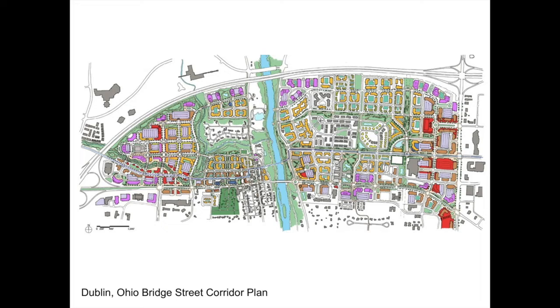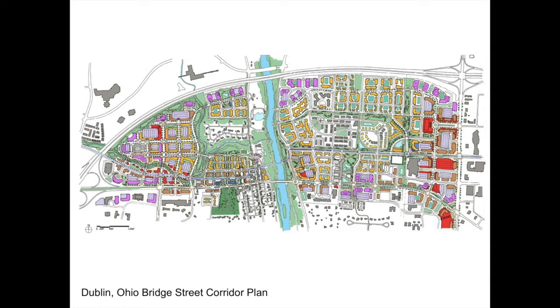This is Dublin, Ohio, north side of the 270 Loop in Columbus, Ohio. Large suburban community that never had a downtown. So they wanted to see the opportunity they could knit a downtown together from nothing. So this is a 20-year, maybe 50-year anticipatory plan.